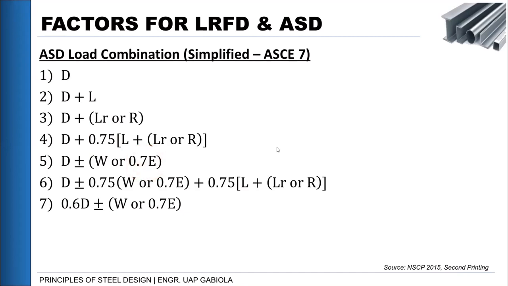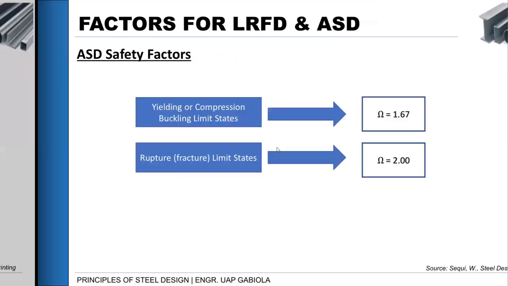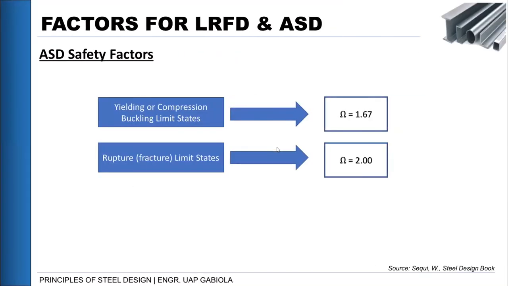And then as you can see here, again, plus minus para sa ating mga lateral loadings. And then tsaka mo na i-check yung effect ng mga yan base dun sa given problem natin. Alright? So, ayan naman yung ASD load combinations. And then we also have yung mga safety factors. So, ito yung dalawang value na present din. We have omega equals 1.67 and omega equals 2.0.